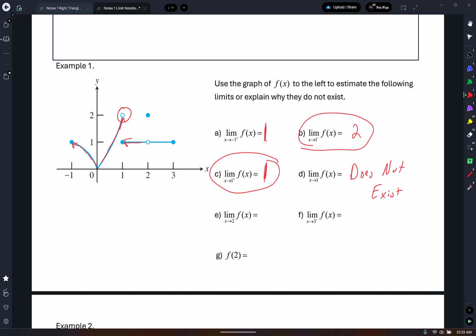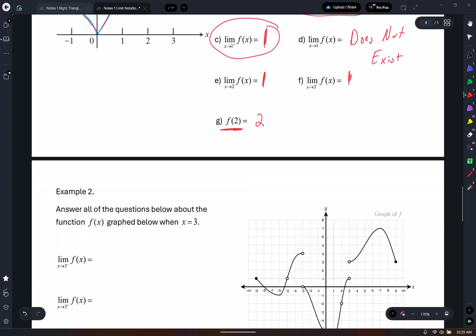Letter E, limit as x approaches 2. If I approach from the left and the right, it looks like I'm just converging at 1. Limit as x approaches 3 from the left. Well, that's the only direction. If I approach 3 from the left, what's that y value? 1. Now, does this say the word limit? No, it's just an algebra question. What's f of 2? 2. It's defined there. How do we feel, guys?